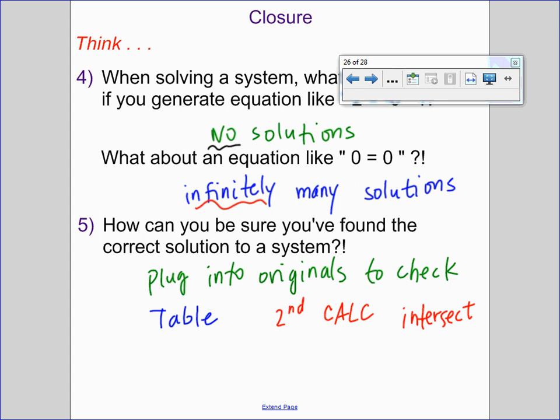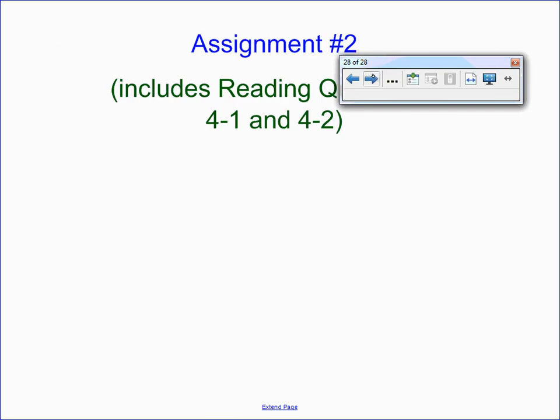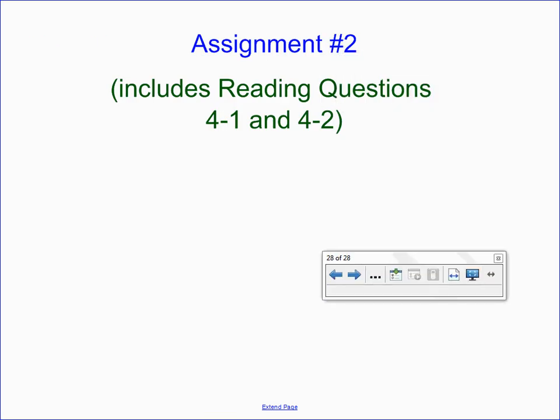Awesome work, you guys. That was great stuff. There's a printable for you. And here, don't neglect to include your reading questions 4.1 and 4.2 for assignment number 2. You've got a nice chunk of time to work. I'm going to go ahead and stop the recording and upload it to our Moodle site so that we'll be good to go.